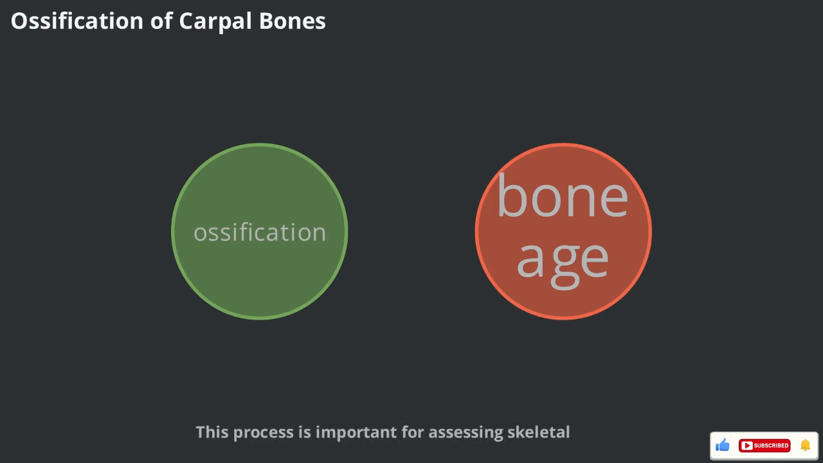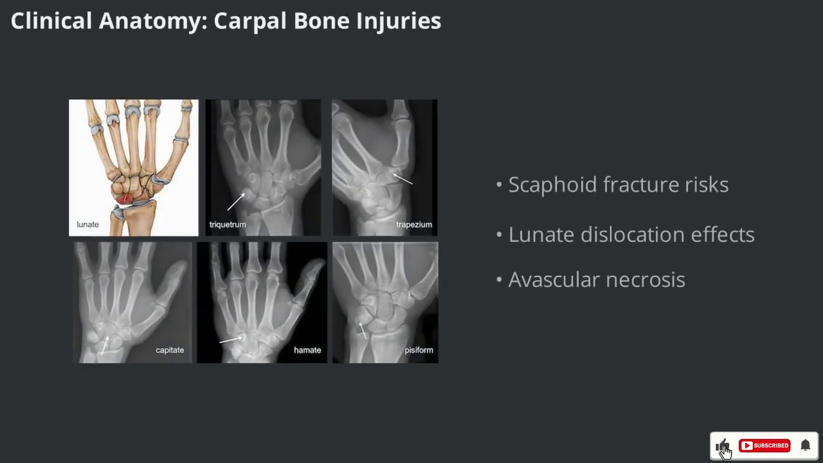This process is important for assessing skeletal maturity in children and for diagnosing growth disorders. Radiographs of the wrist are often used to estimate bone age based on the appearance of carpal ossification centers. Fractures of the scaphoid are common, often resulting from a fall on an outstretched hand. Such fractures can lead to nonunion or avascular necrosis due to disrupted blood supply.